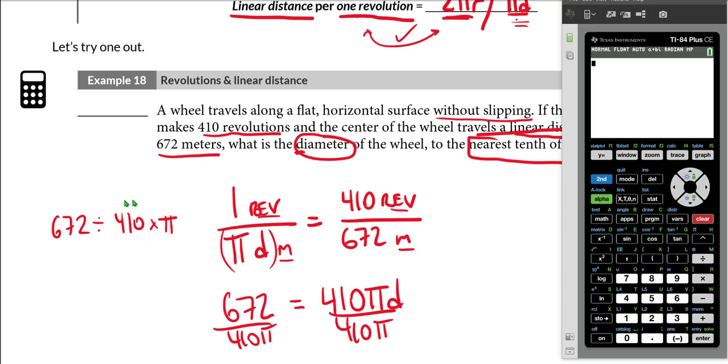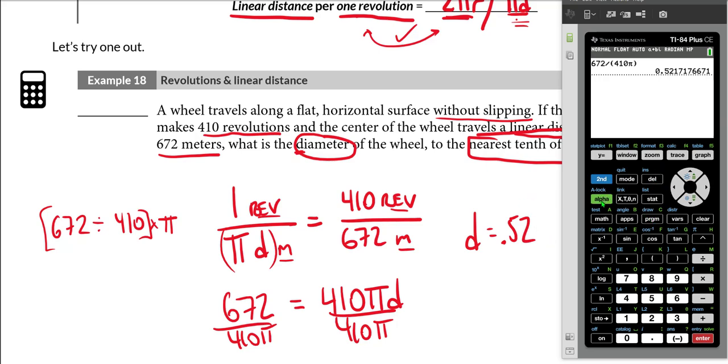The calculator will do this, but this will not be the correct answer, because what your calculator will do is it will do that division, 672 divided by 410, and then multiply by pi. So you can do one of two things in the calculator to make sure you get this correct. One is we can do 672 divided by, and then put the denominator in parentheses, 410 pi. That would work. And we get d equals 0.52.